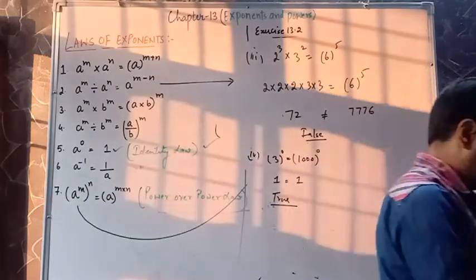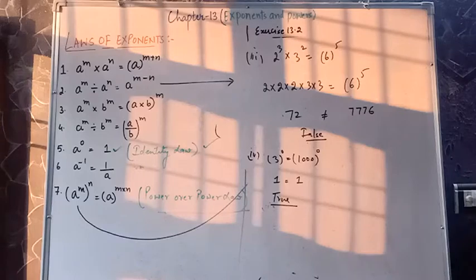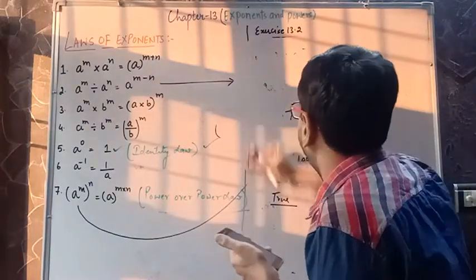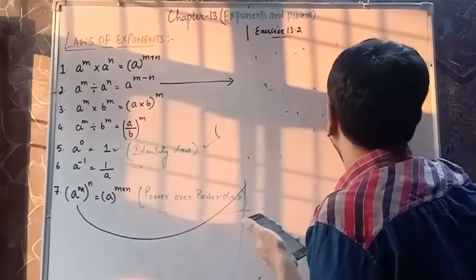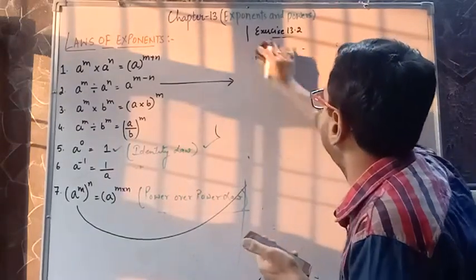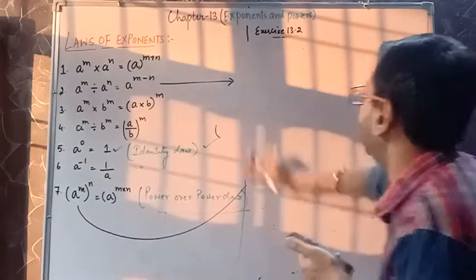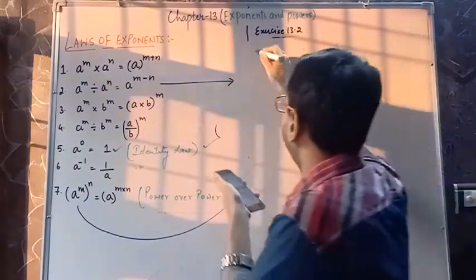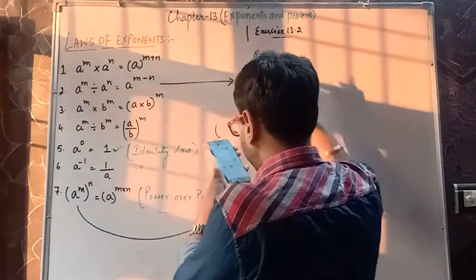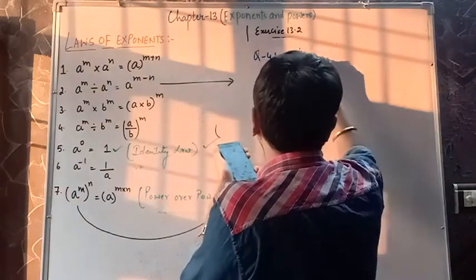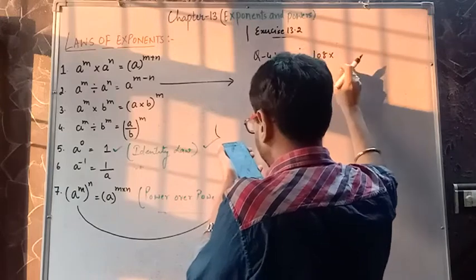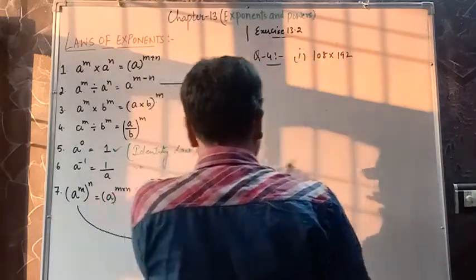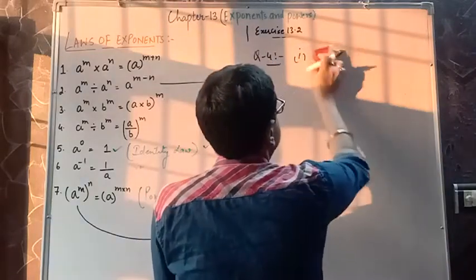Clear? Next question. Express each of the following as the product of prime factors only in exponential form. Very easy question again. I'll do one part, and the rest you will do. Again the same. Yesterday, do you remember I told you how to represent a given number into exponential form? Same. Question number 4. I'm doing the third part only.